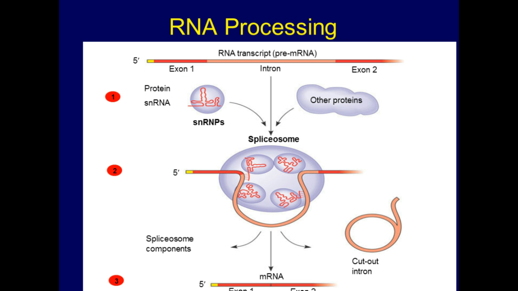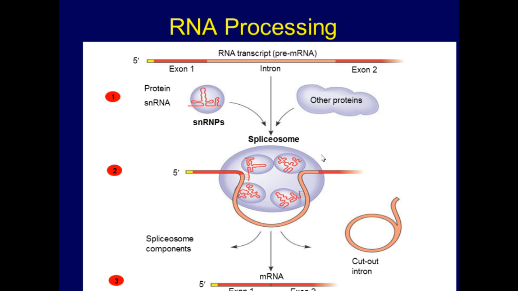Now, ribozymes are not the only enzymes that function to splice out introns and splice together exons. RNA splicing can also be carried out by things called spliceosomes. And you see the word right here, spliceosomes. So get that in your notes.